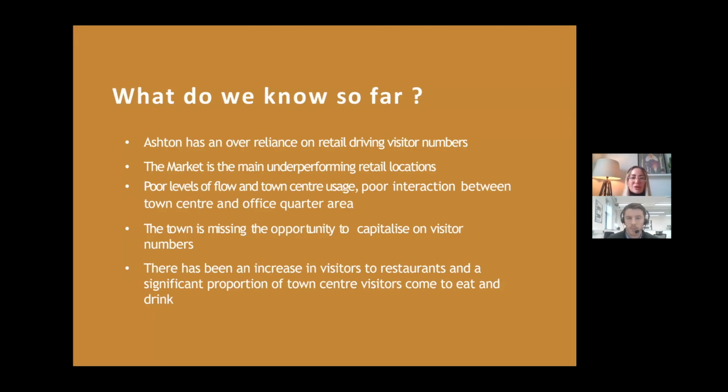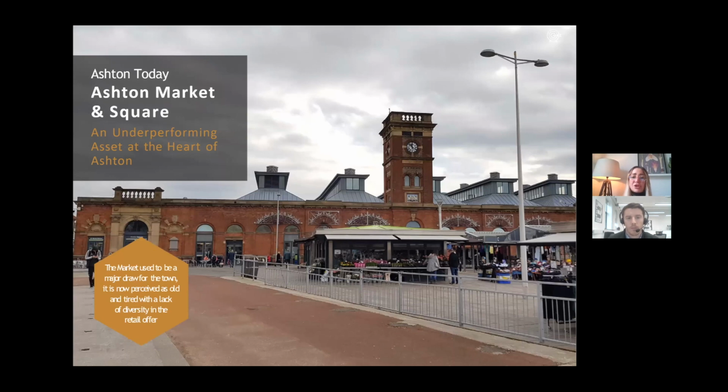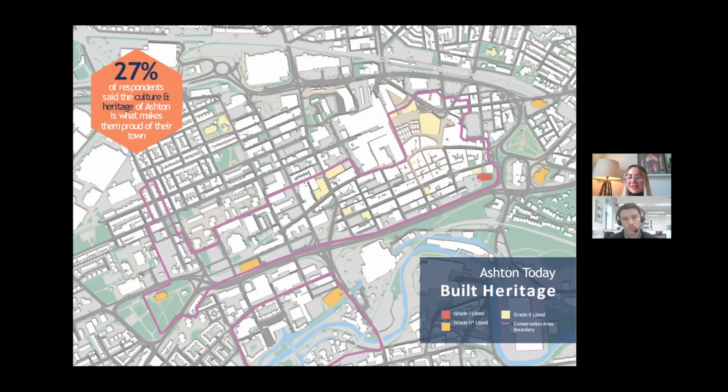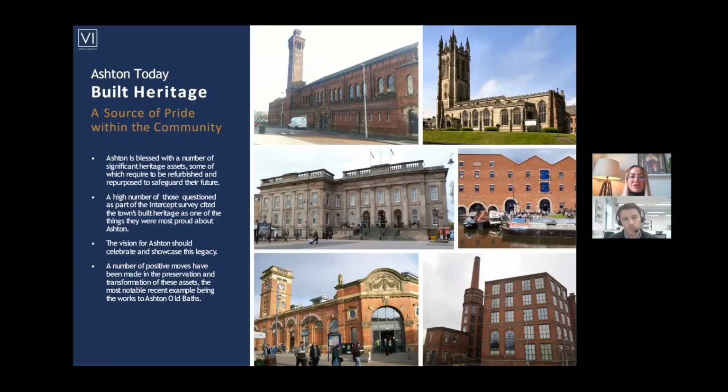So how do we combine the two? Summary of what we know so far. How do we combine the two? Well, we look at how we can address increased demand with a failing retail asset. Again, some survey responses we had from people essentially said that they had a lot of pride in their market. They liked the cultural and heritage element. Again, we've done an investigation into the built heritage environment.